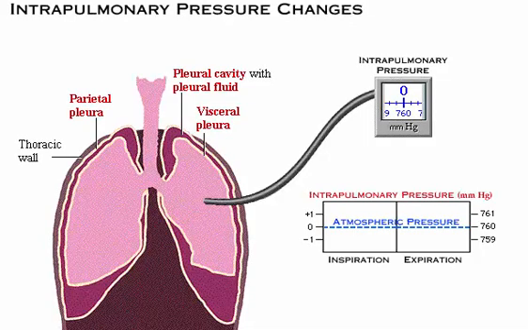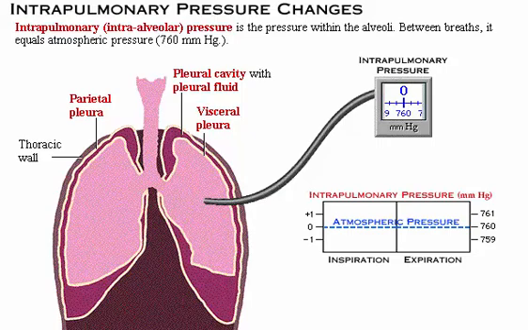Now let's look at the specific pressure changes that occur in the lungs during breathing. For reasons described later, the lungs closely follow the movements of the thoracic wall. The pressure within the lungs is called the intrapulmonary or intraalveolar pressure. Between breaths, it equals atmospheric pressure, which has a value of 760 millimeters of mercury at sea level. When discussing respiratory pressures, this is generally referred to as zero.